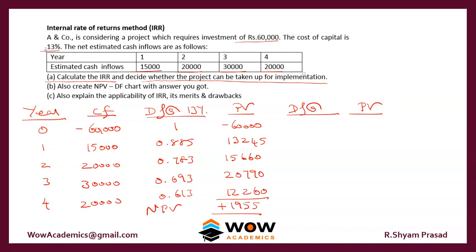1955. So if it comes as a positive number, it has to be taken as a negative number on the next attempt. It has to go to a negative number. If this is a positive number, the other number when we calculate should go to negative. If this is negative, the other number should go to positive. So we'll increase the discount factor to 17%, and let's see how the answer works.